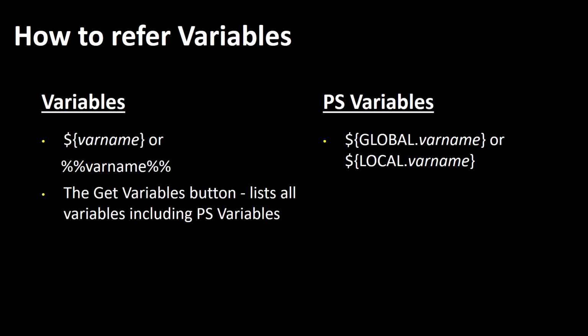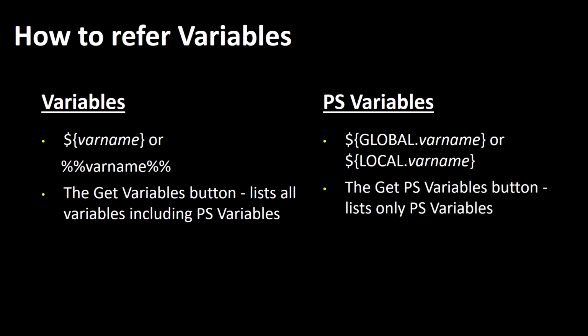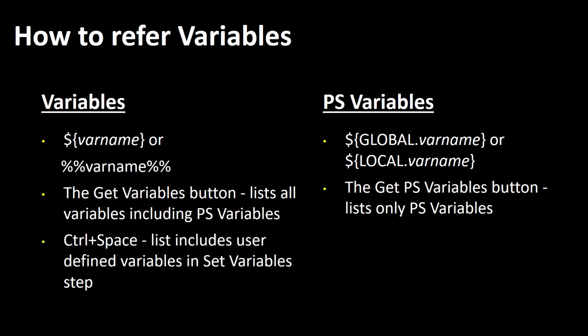You can get the user-defined variables by clicking the Get Variables button in the Get Variables step. It lists all the variables including PS variables. Click the Get PS Variables button in the Get PS Variables step to list only PS variables. Use Ctrl plus space in any field having the $ sign at the end to list all variables including the user-defined variables in the set variable step.